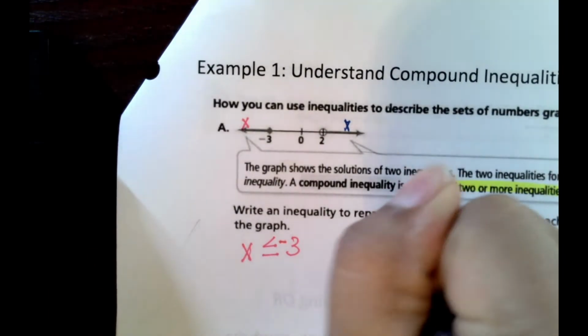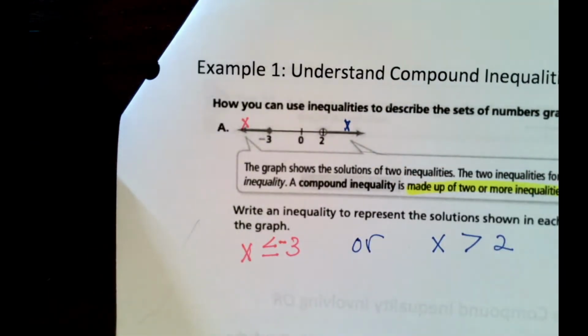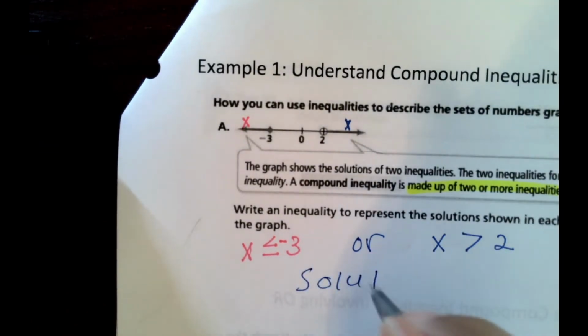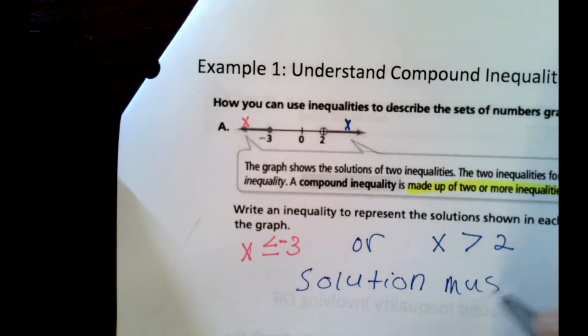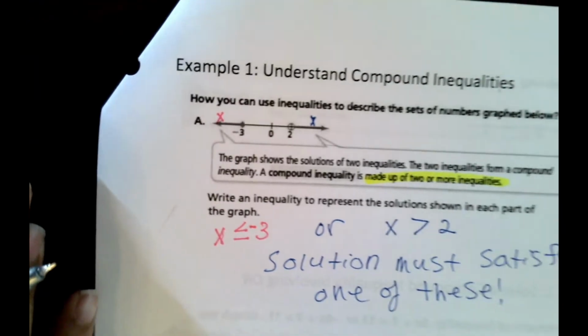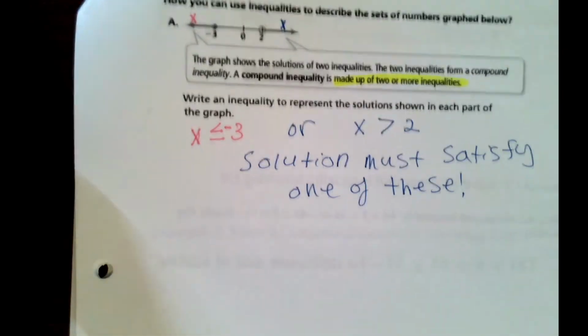So our solution must satisfy one of these. So let me zoom out some. We've got to satisfy one of these. So my question to you is, well, what type of solutions can we have? If I said that x was equal to 7, would that work?